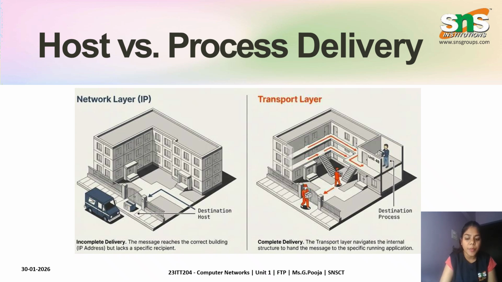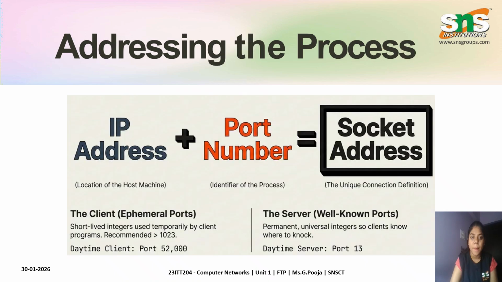When you take your home as an example, the network layer is where we place the order at the doorstep. But the transport layer is where we go into the specific room, like kitchen, bedroom, hall, and place it there. So that's the difference between them.